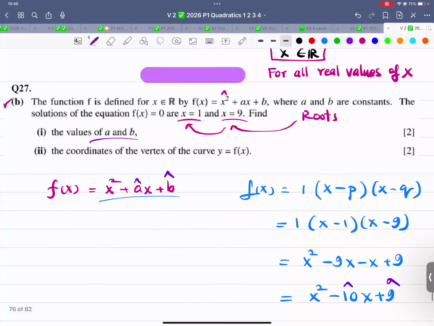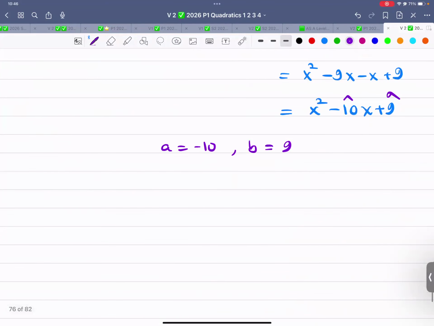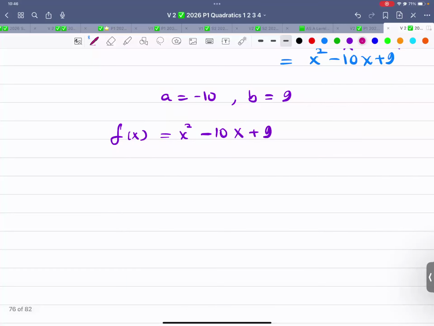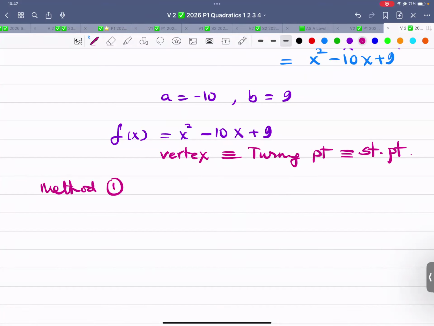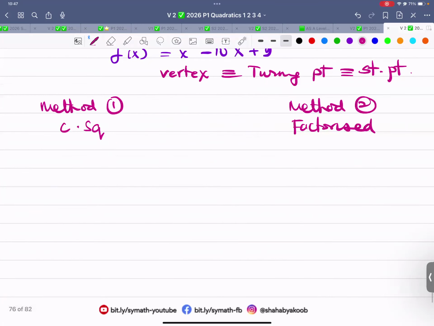The coordinates of the vertex of the graph. First of all, f(x) is x squared minus 10x plus 9. If they are asking about the vertex, that means the turning point. So vertex means turning point. Also, later, we will call it stationary point. Method 1, that is completing the square. Method 2, that is factorized form. Based upon the factorized form, we will get this thing. Let me do it both ways.